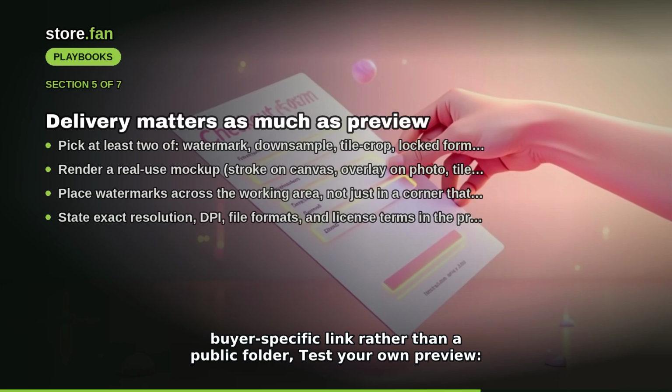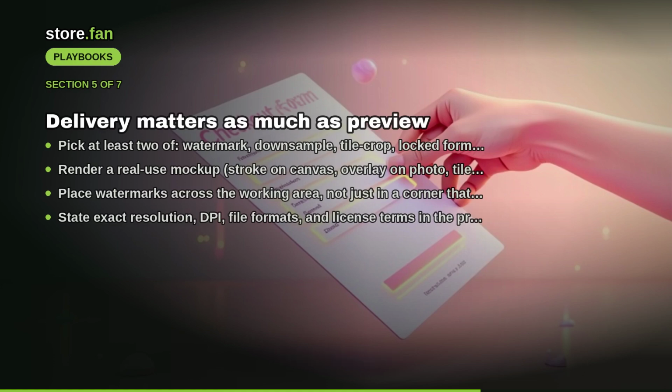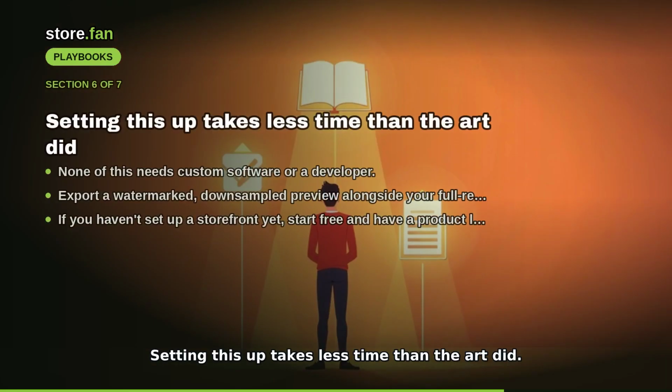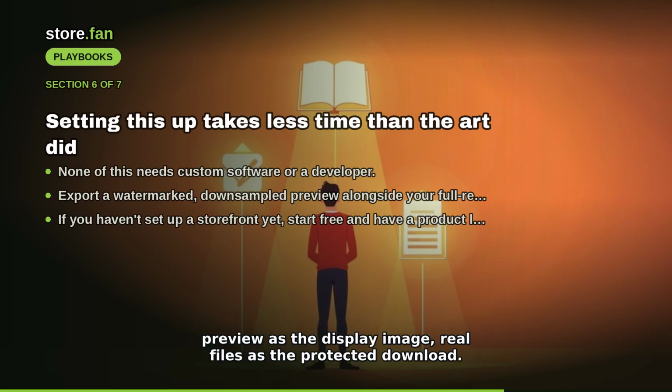Test your own preview. Could you personally use it for a real project as is? If yes, tighten it. Setting this up takes less time than the art did. None of this needs custom software or a developer. Export a watermarked, downsampled preview alongside your full resolution deliverable in whatever editor you already used, then upload both. Preview as the display image, real files as the protected download.